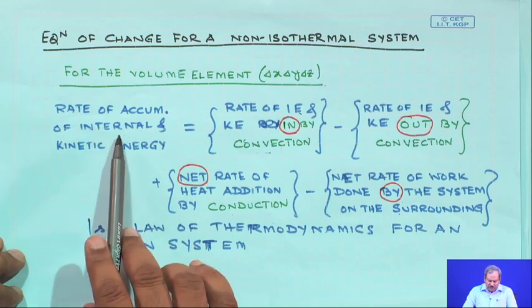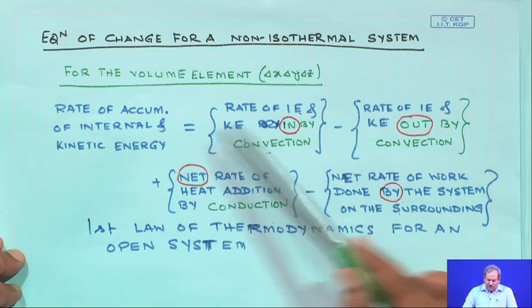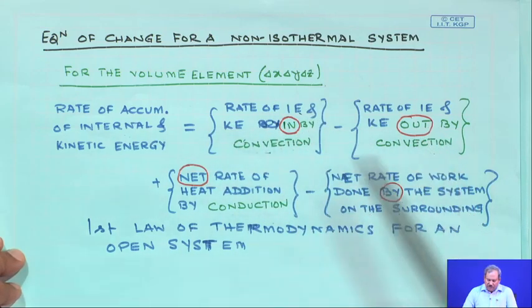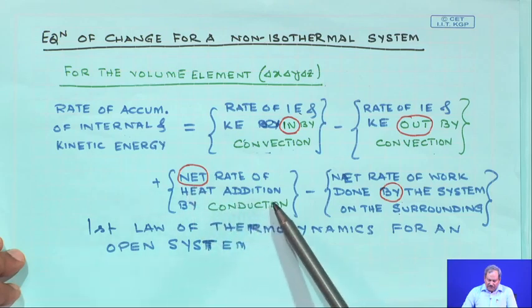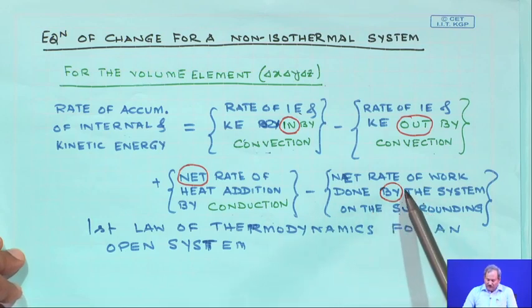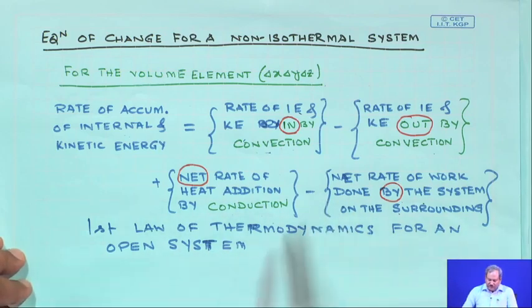The rate of accumulation of internal and kinetic energy is equal to the rate of internal and kinetic energy in by convection, out by convection, and the net rate of heat addition by conduction, and the net rate of work done by the system on the surroundings. Since it is by the system, it is preceded by a negative sign. This is nothing but the first law of thermodynamics for an open system.